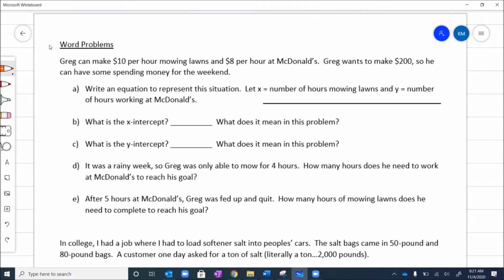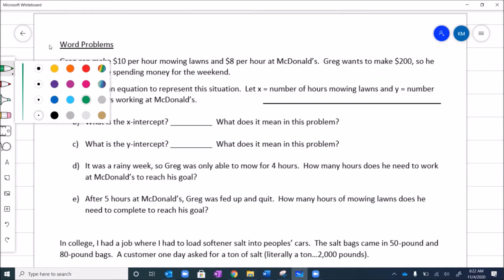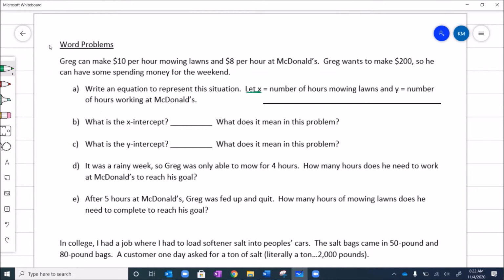Greg can make $10 an hour mowing lawns and $8 per hour at McDonald's. Greg wants to make $200 so he can have some spending money for the weekend. Write an equation to represent this situation. Let x equal the number of hours mowing lawns and y equal the number of hours working at McDonald's. So here we go. X is mowing lawns. Y is McDonald's.